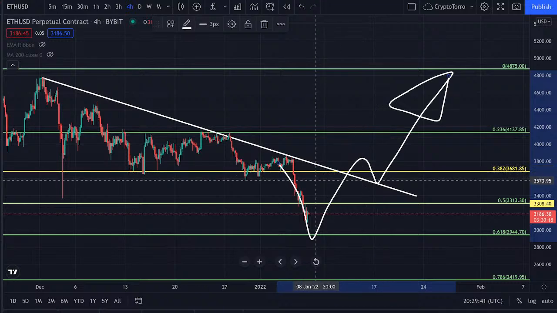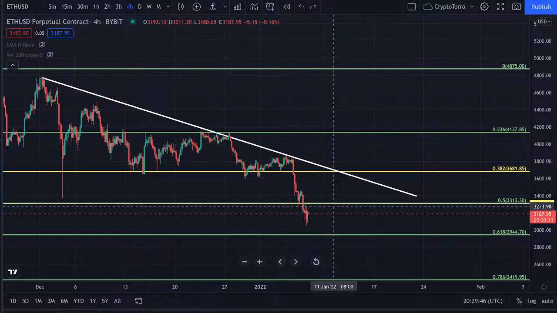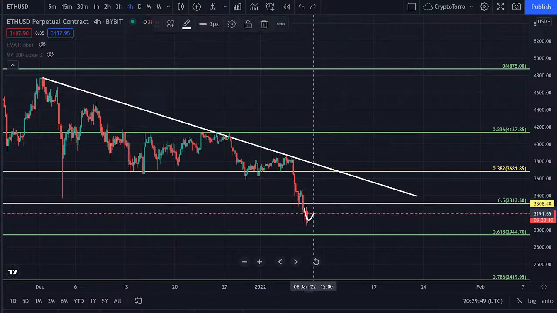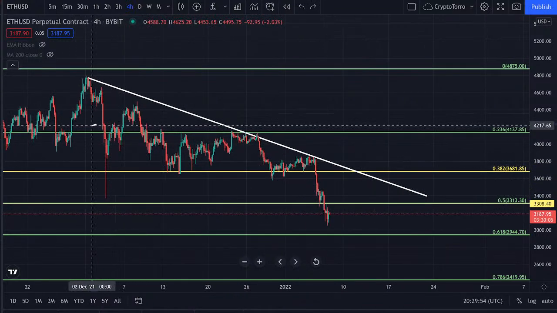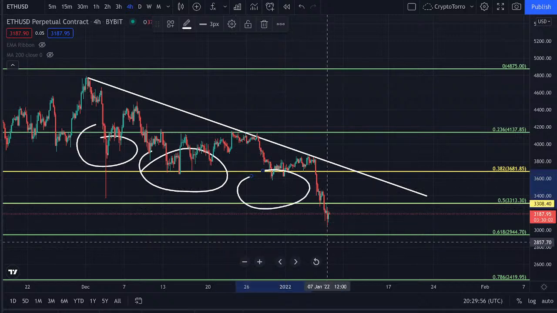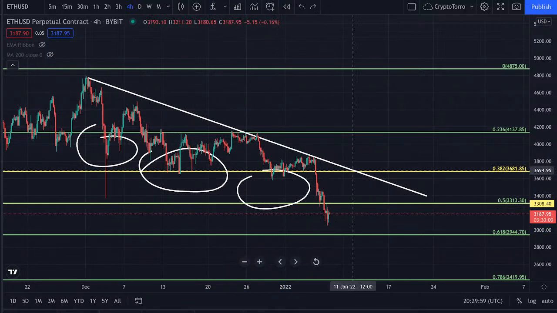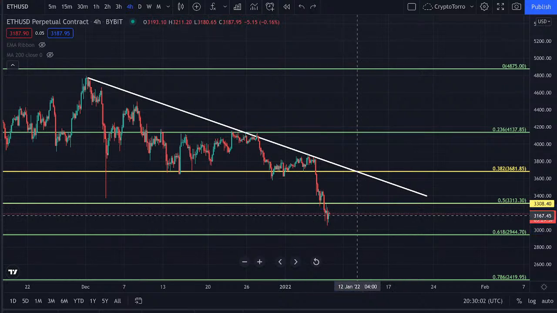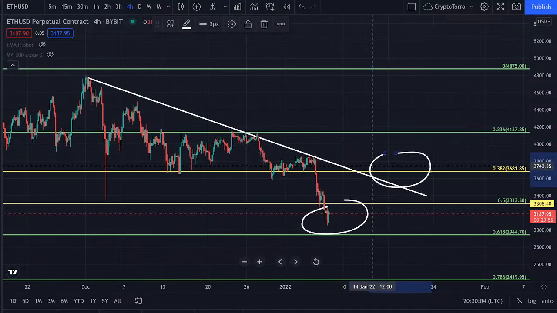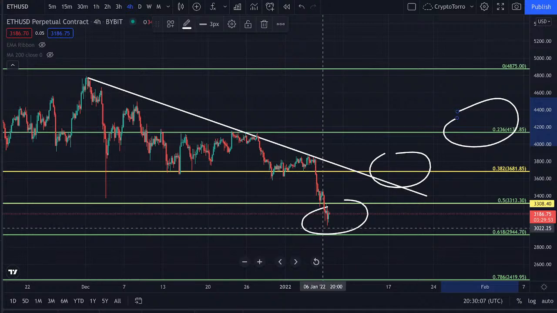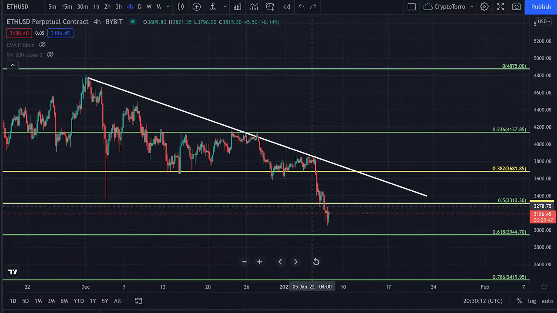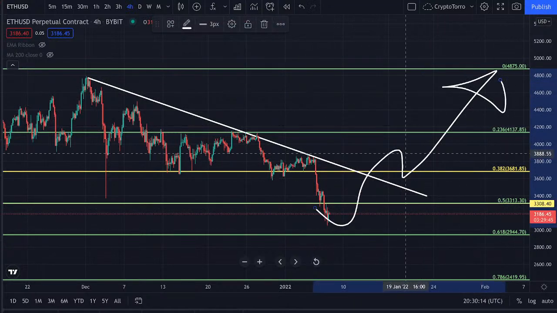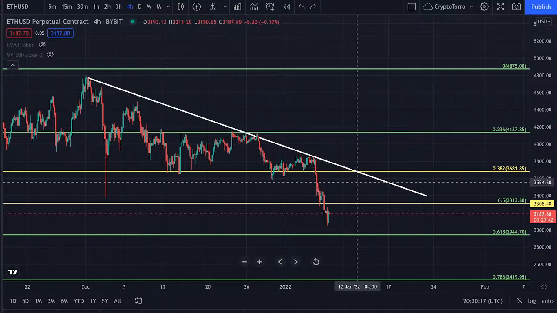Why? If this does occur, a breakout above this descending resistance means that we are experiencing a trend reversal, and therefore we are going to start seeing, instead of lower lows, what we have seen right now for a couple of weeks on Ethereum already, higher lows instead. So that is absolutely very important for the price action, and that would be as well a trend reversal on Ethereum. So that is something you want to consider.